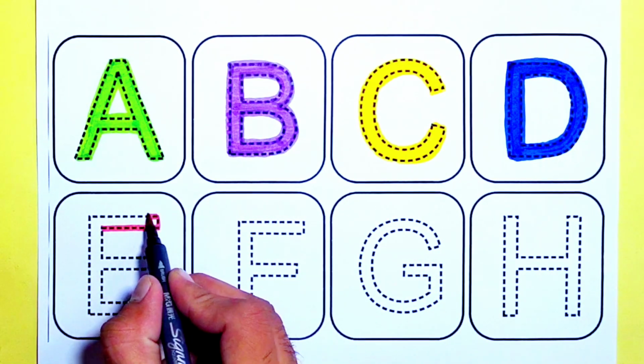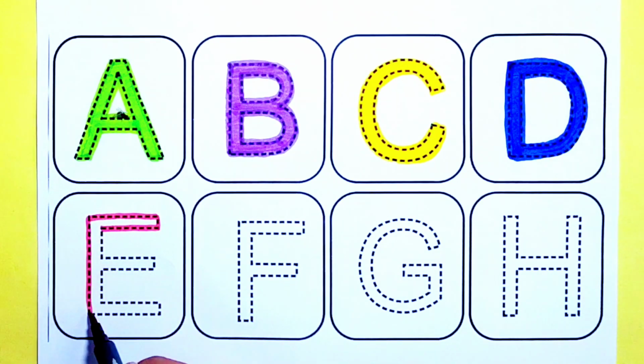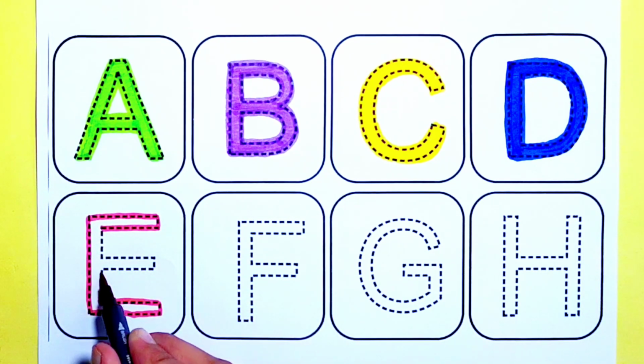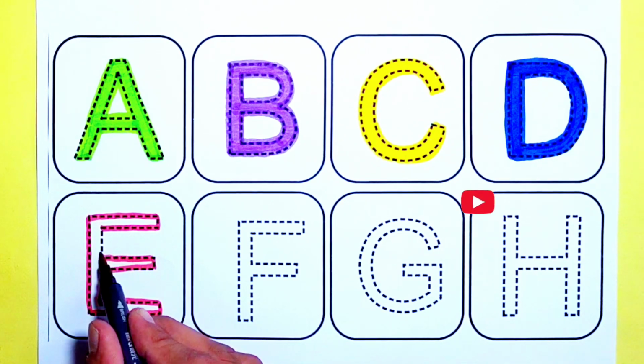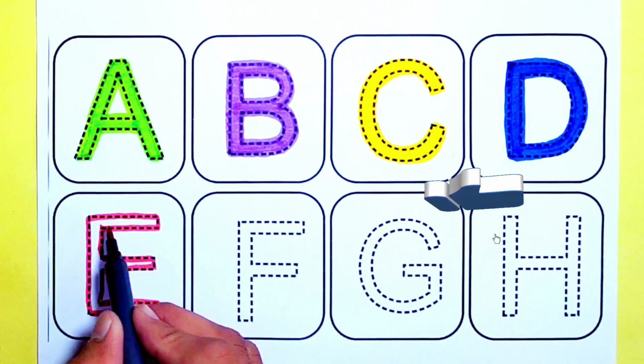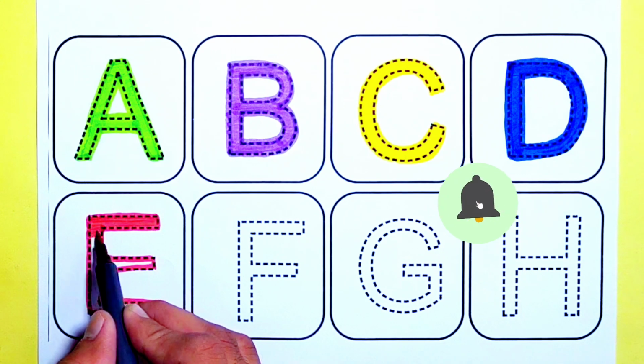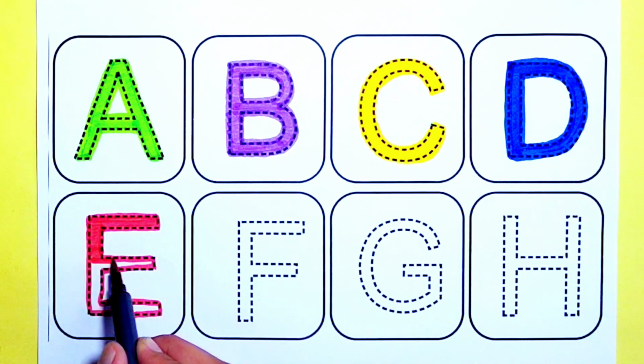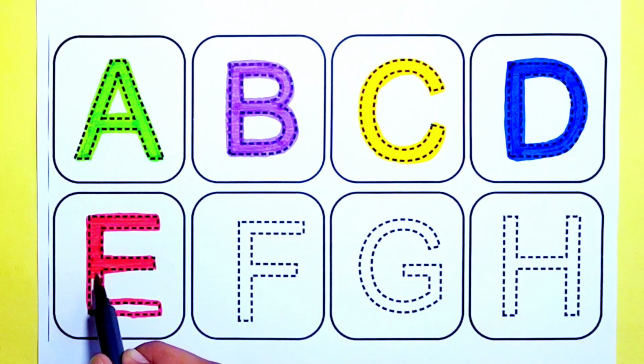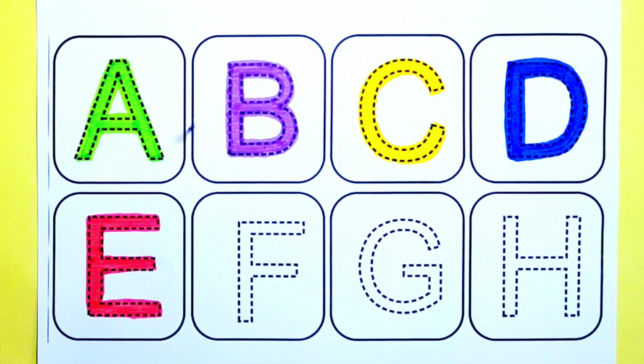E for elephant. E for egg. E for elephant. E for egg. E for elephant. Orange color.